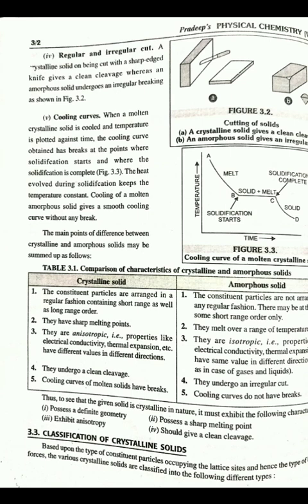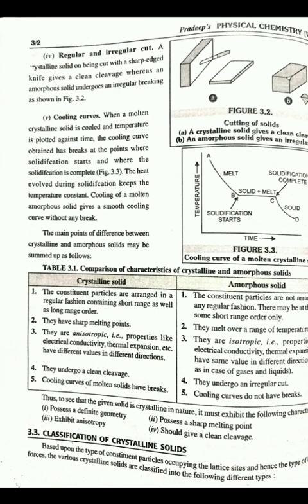Fourth, crystalline solids: they undergo a clean cleavage. Amorphous solids: they undergo an irregular cut. Fifth, crystalline solids: cooling curves of molten solids have breaks. Amorphous solids: cooling curves do not have breaks. Thus, to see that the given solid is crystalline in nature, it must exhibit the following characteristics. First, possess a definite geometry. Second, possess a sharp melting point. Third, exhibit anisotropy. Fourth, should give a clean cleavage.